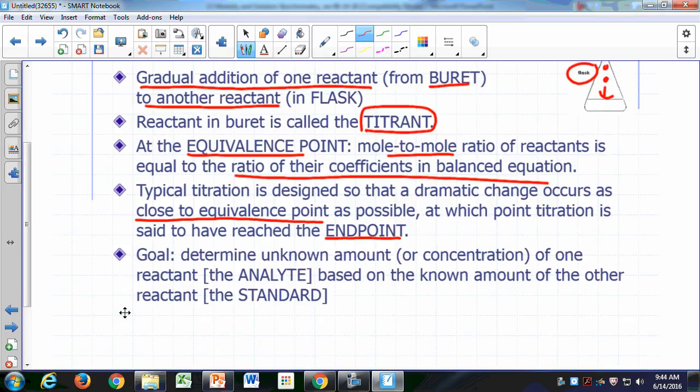Now, the goal of a titration is to determine an unknown amount or concentration of one reactant. So that unknown reactant is called the analyte. And you base that on the known amount of the other reactant that would be involved to reach the equivalence point. So the known reactant, the reactant that you know, would be called your standard. Let's look at an example here.